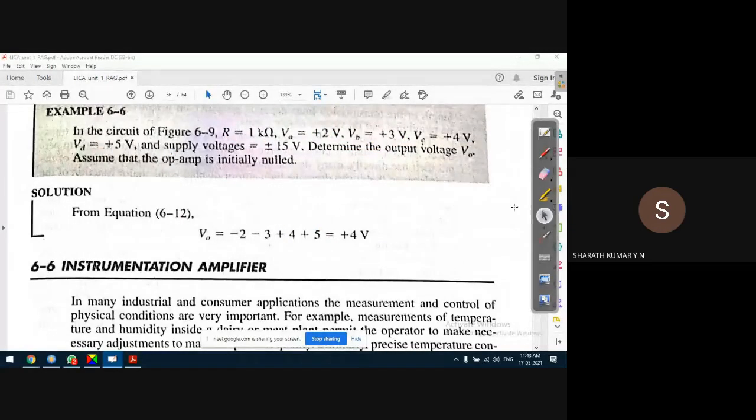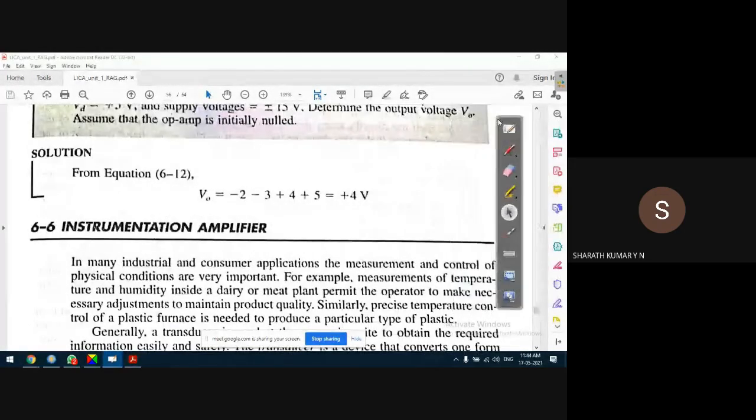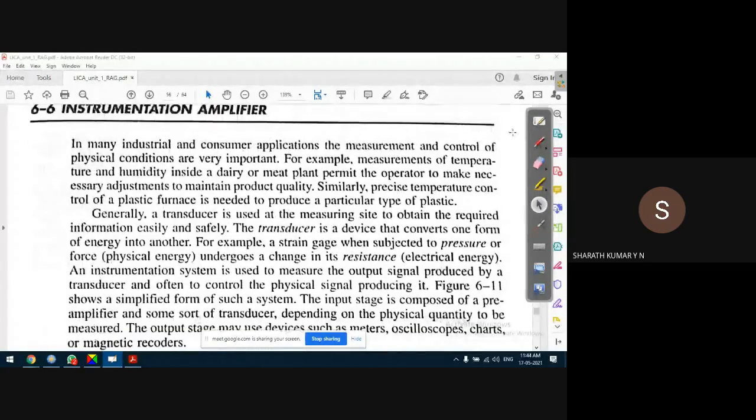Yes, the last topic from the first unit is what is known as an instrumentation amplifier. With this we can conclude the first unit. So what is an instrumentation amplifier? In industrial and consumer applications, the measurement and control of physical conditions are very important.